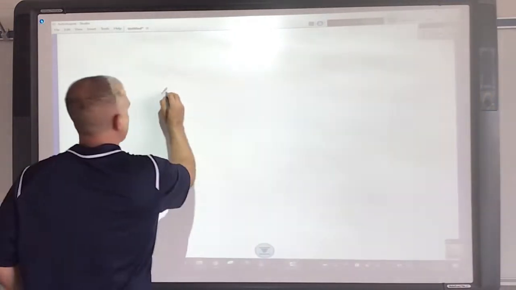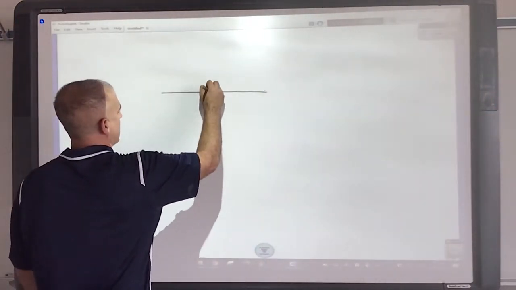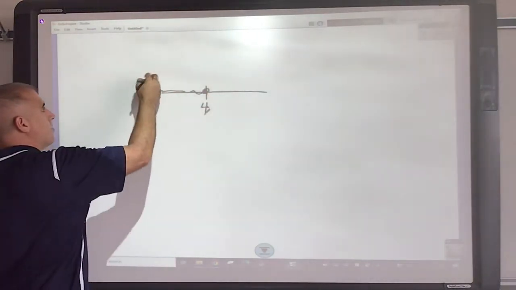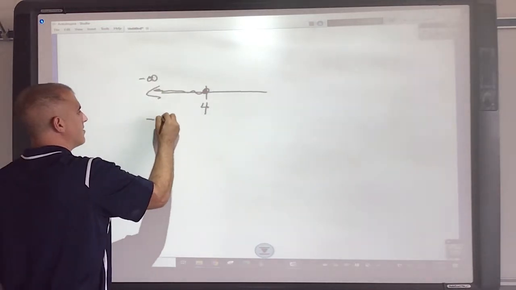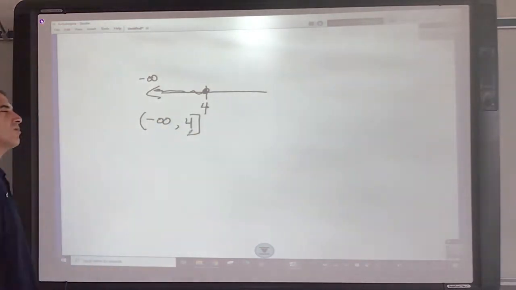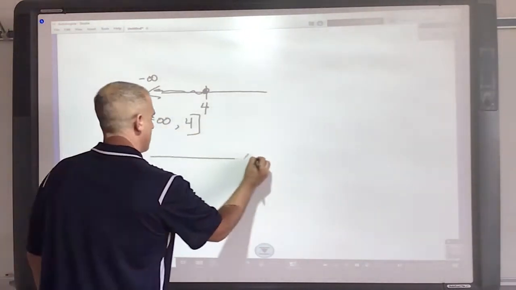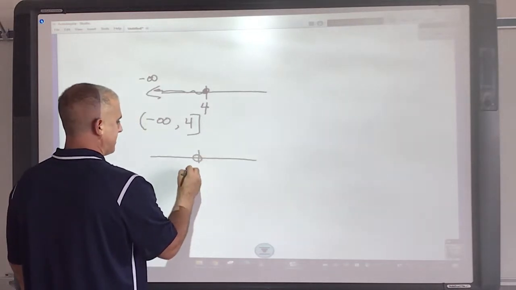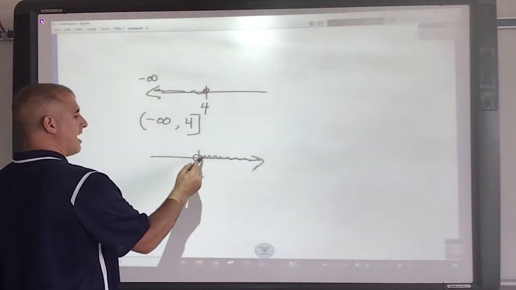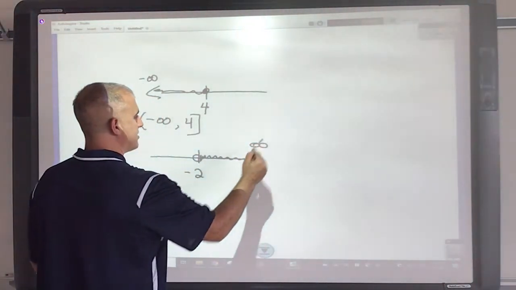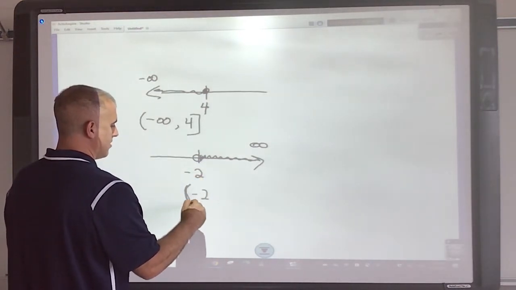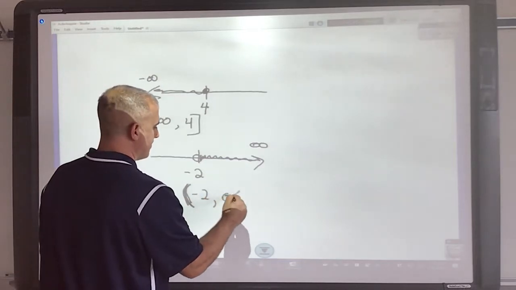Let's say I had this, and let's say this is 4. Once again, this would be considered negative infinity, and that would be 4. And I would put a squared bracket at 4. Another one would be, let's say I had an open circle at negative 2, and it was shaded like this. Then this is going on in the positive direction, so that's infinity. The smaller of these two is negative 2. This is a curved bracket, and the biggest is infinity.